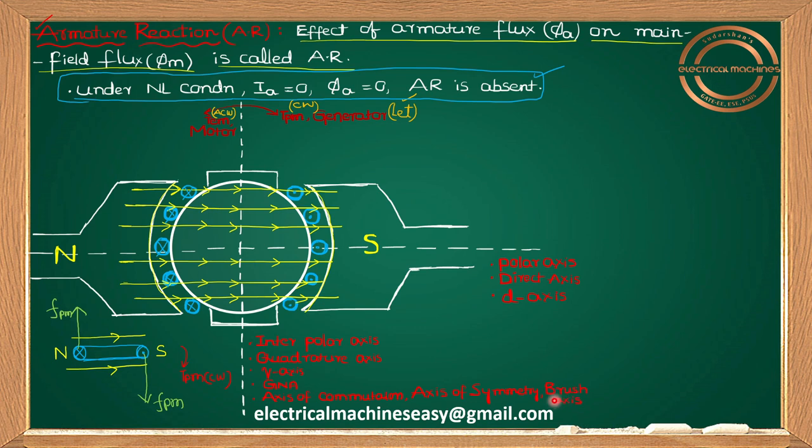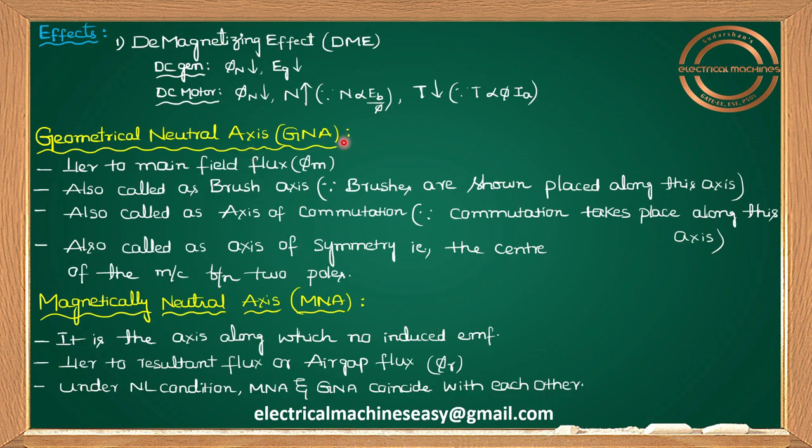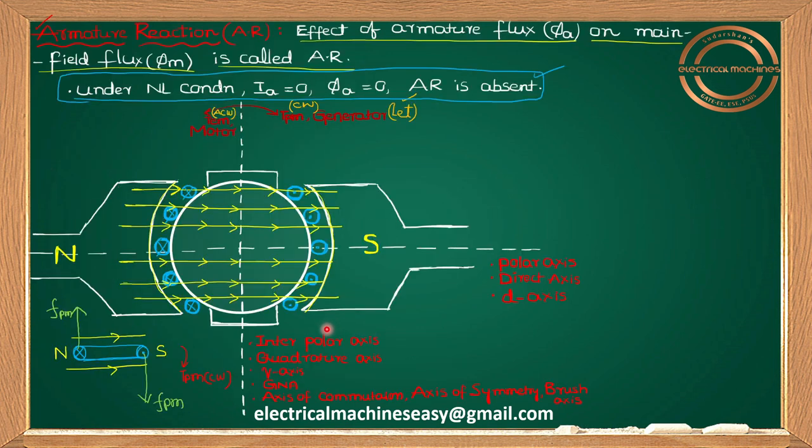Okay guys, brush axis. So now please let me give a definition for this geometric neutral axis, and one more axis there, magnetic neutral axis, all those things. So first of all, let me discuss geometric neutral axis, then I'll come back to MNA. So I'm just going to discuss about GNA, or Q axis, or I can say interpolar axis, or axis of commutation, axis of symmetry, brush axis, all this.